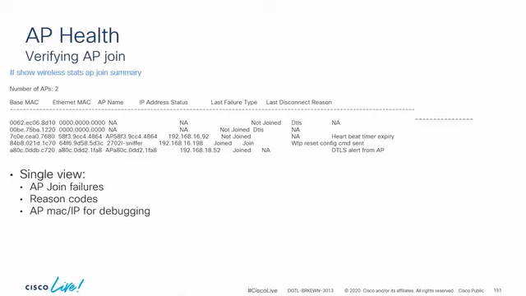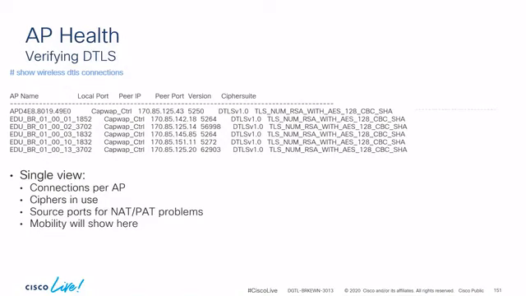You can also verify the join statistics for the AP by looking at show wireless stats AP join summary. In this output, you will get multiple data points. One is to see how many APs are joined and which ones are failing to join, the reason code for why they are failing to join. It will also provide you the base radio, the Ethernet MAC, and the IP address, which can be used to further debug the reason for the join failure.